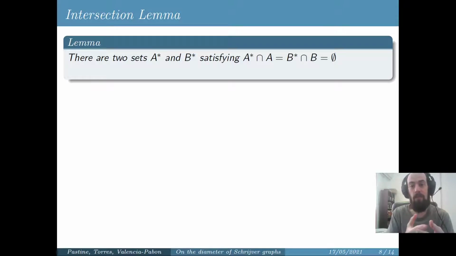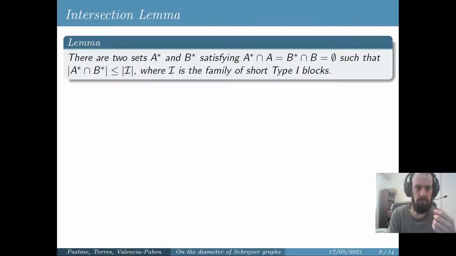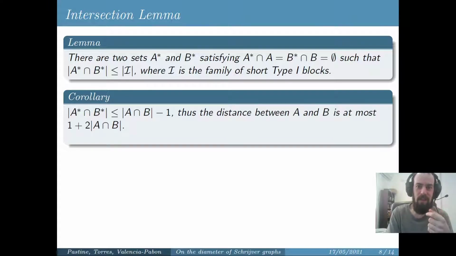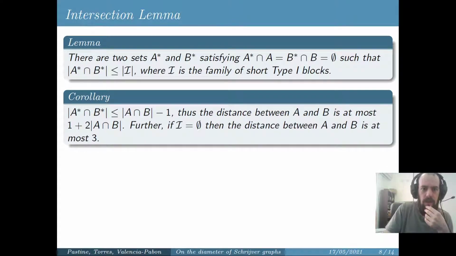And so the lemma that is the key to everything is this: if you have two sets, A star and B star, so that A star is neighbors with A, B star is neighbors with B, and the intersection between A star and B star is at most the number of short type 1 blocks. Using that, we know that the intersection between A star and B star is at most the intersection of A and B minus 1, because short type 1 is surrounded by intersections of A and B, and thus the distance between A and B is at most 1 plus 2 times the intersection, right? Because we just keep using this lemma repeatedly until you find A prime and B prime that are neighbors. And even more, if the intersection is empty, then the distance between A and B is at most 3.